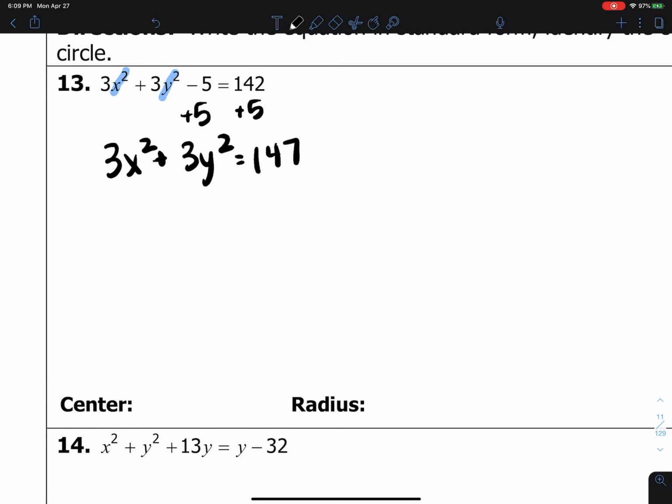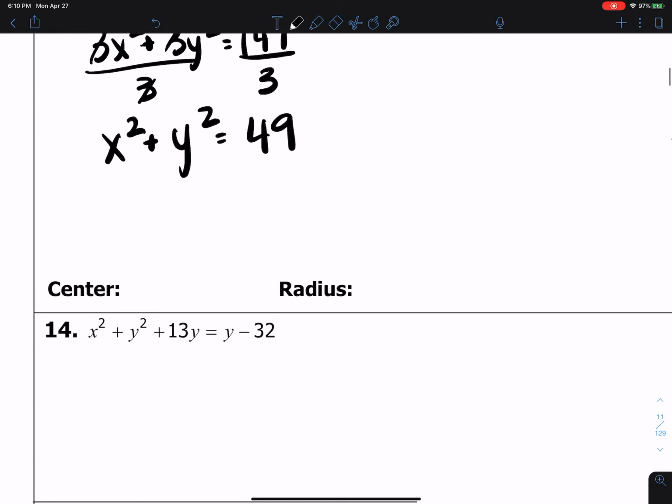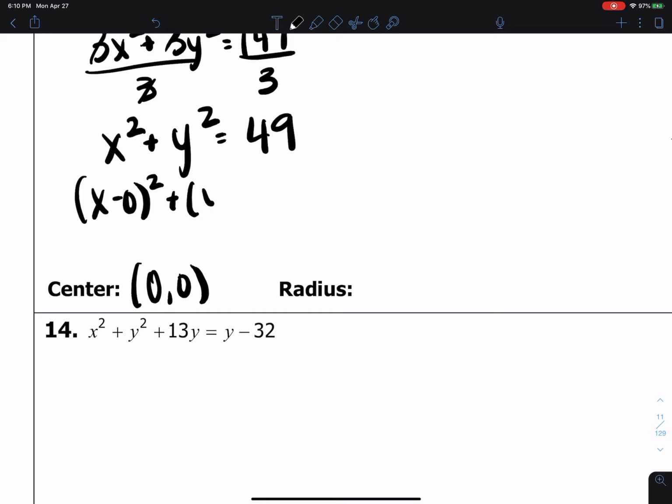And just like it explained in the video, we don't have any numbers in front of the x squareds or y squareds, even if there's parentheses around them, if the center is not at 0. So we need to divide this side by 3 and divide this side by 3. So those 3's cancel. So we get x squared plus y squared equals 49. Now that's in standard form. And the center we know is 0, 0, because this is like x minus 0 squared plus y minus 0 squared equals 7 squared. So the radius is 7.